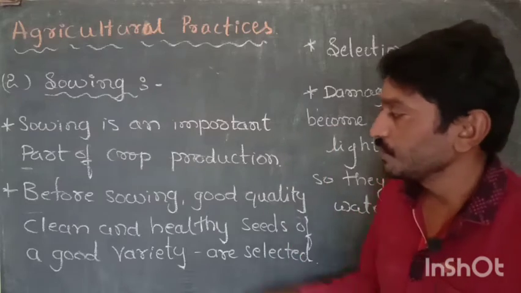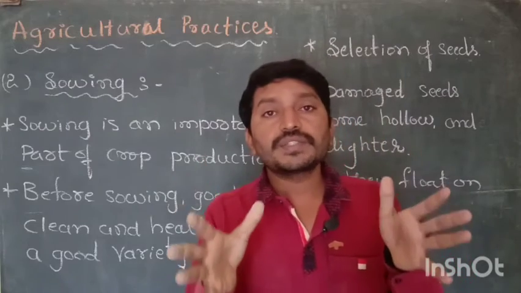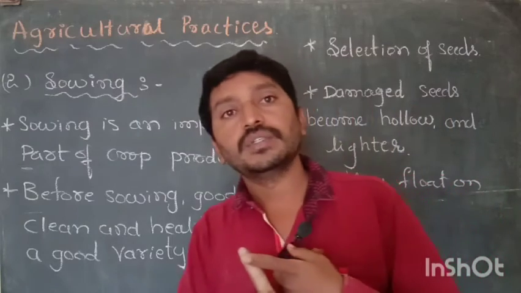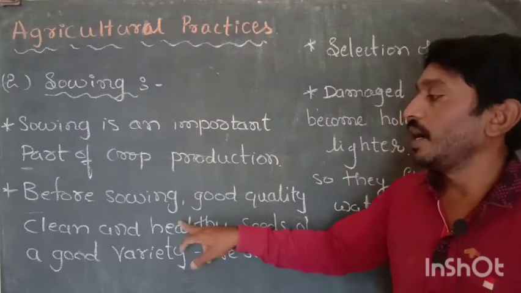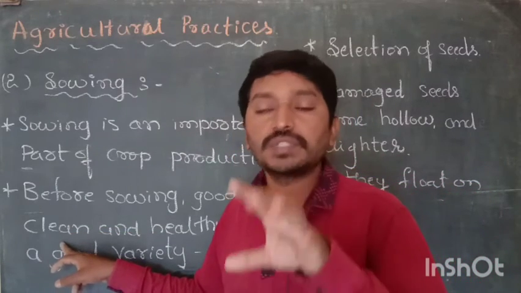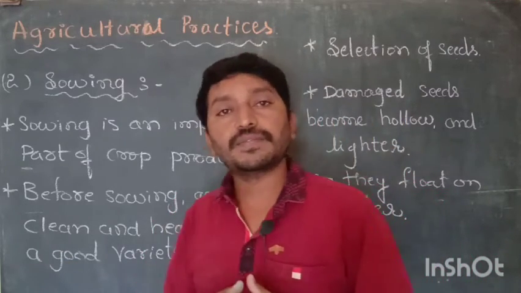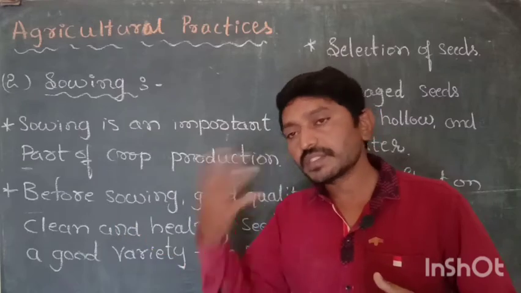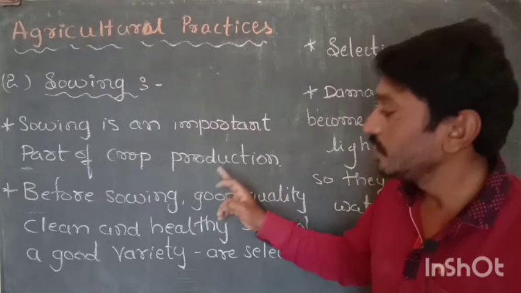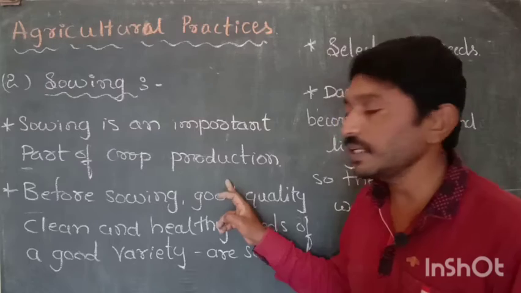Why? Because before sowing the seeds, we should take care about the seeds, whether they are of good quality, healthy, as well as clean. Then only we can get a good yield. If not, we will suffer in the future by selecting poor seeds. That is why we have to care about the seeds first, before sowing them.